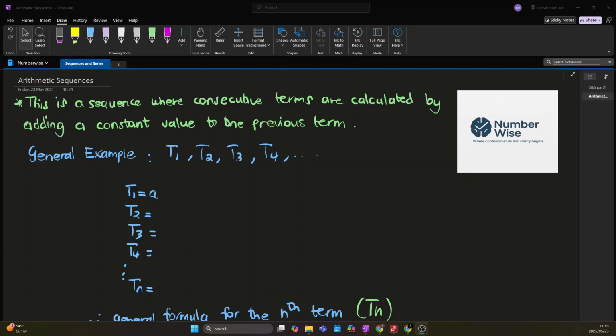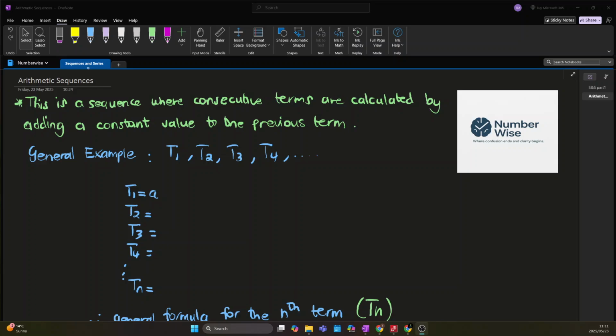Today I'll be teaching you arithmetic sequences. This is a very short video just for you to grasp your knowledge. I don't want you to be struggling with these things. So what is an arithmetic sequence? This is a sequence where consecutive terms are calculated by adding a constant value to the previous term.